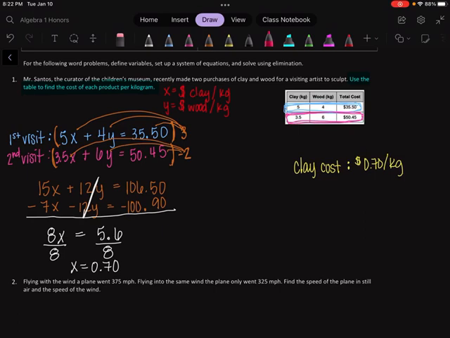question. All right, now we're going to take that 70 cents and we're going to plug it into one of those. I'm going to plug it into the top one. So I'm going to have 5 times 0.70 plus 4y is equal to 35.50. 5 times 0.7 is 3.5 plus 4y is equal to 35.50. Subtract the 3.5.